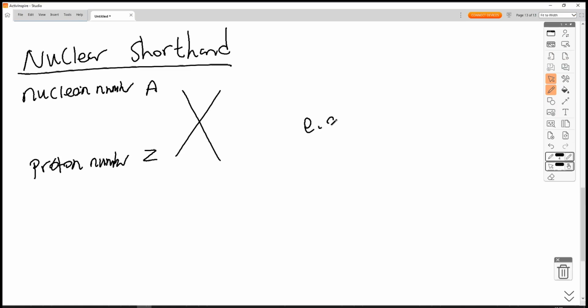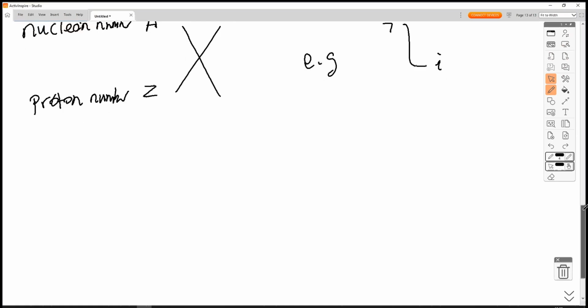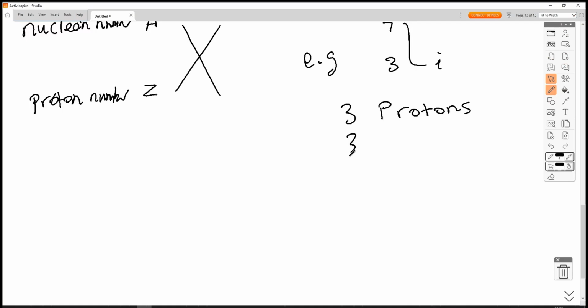So, for example, if we've got lithium, which is 7,3, this has 3 protons, 3 electrons, 7 nucleons, which means it has 4 neutrons.